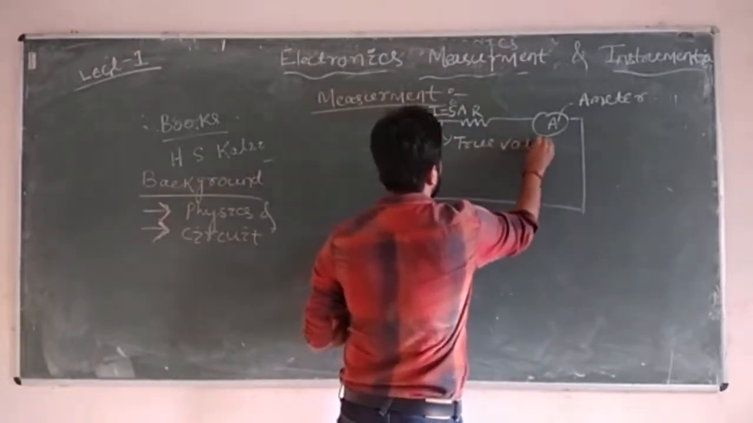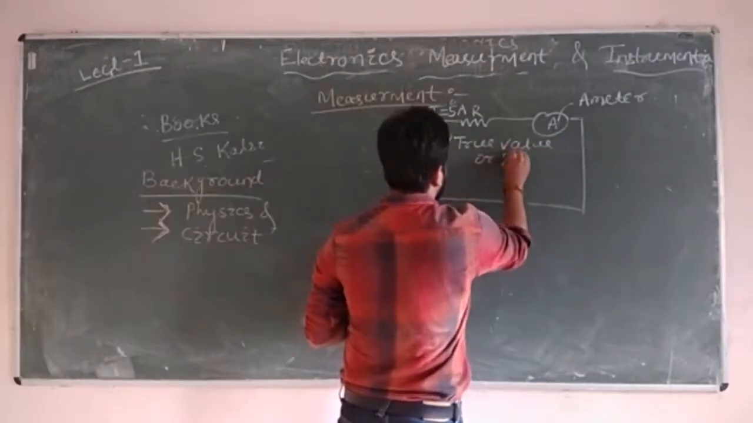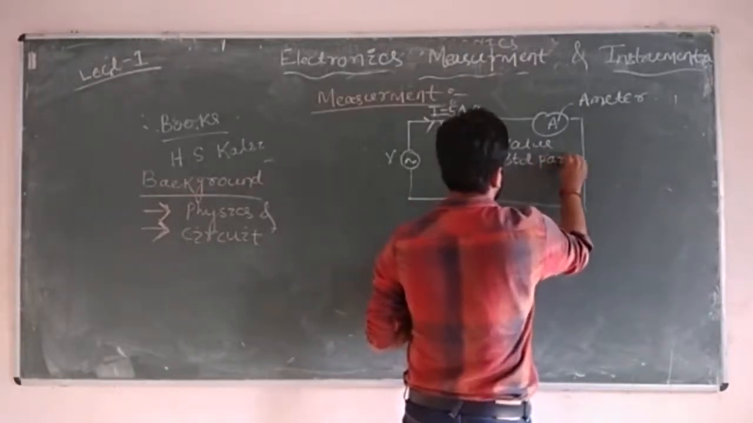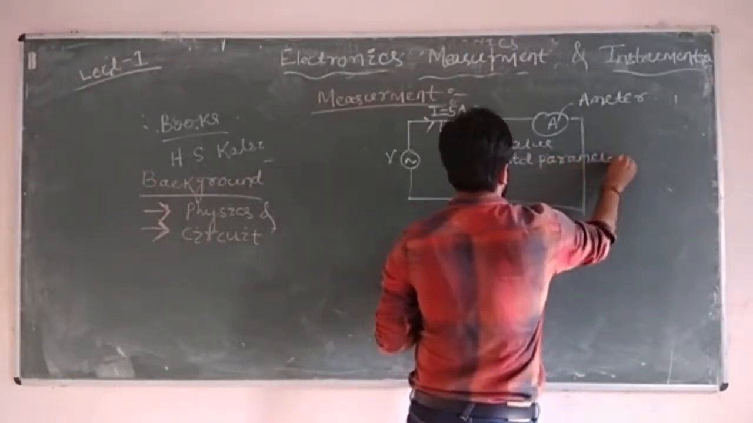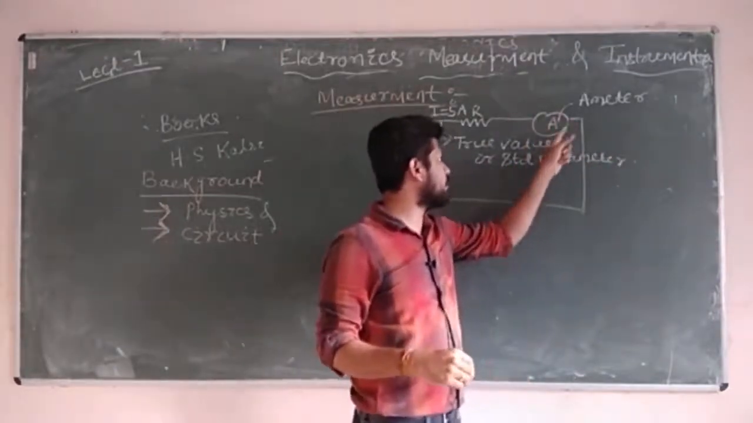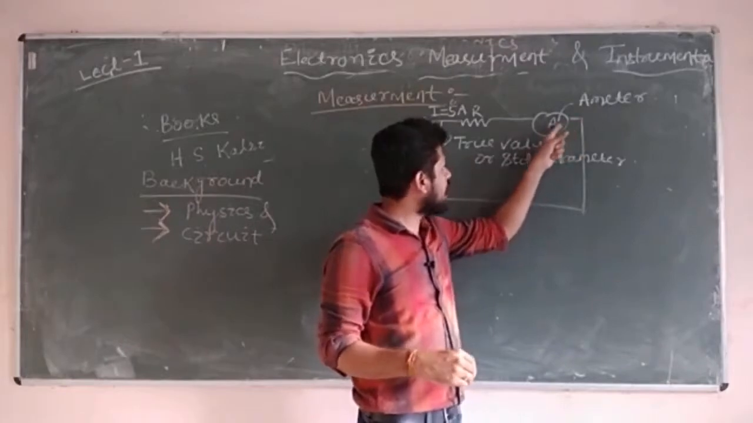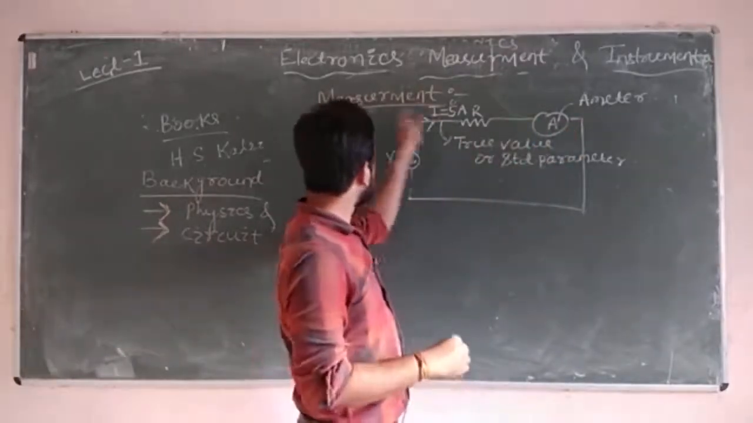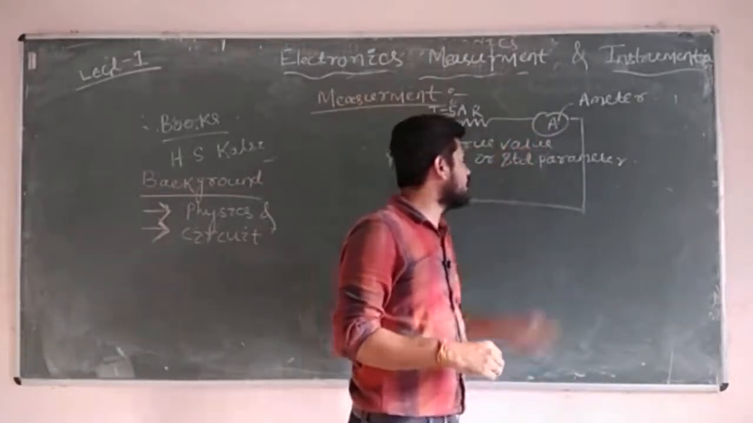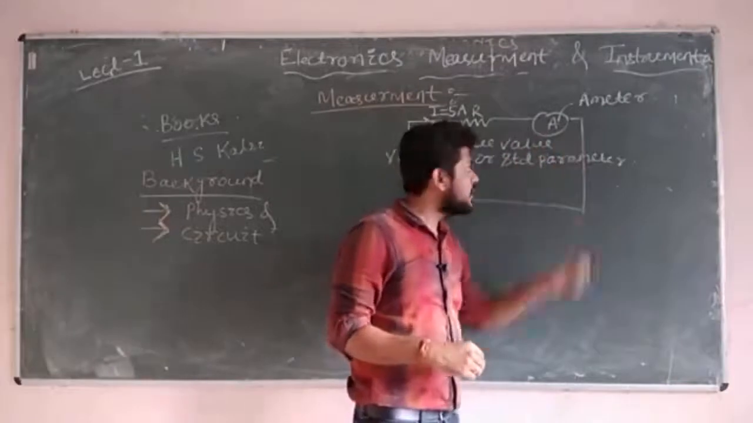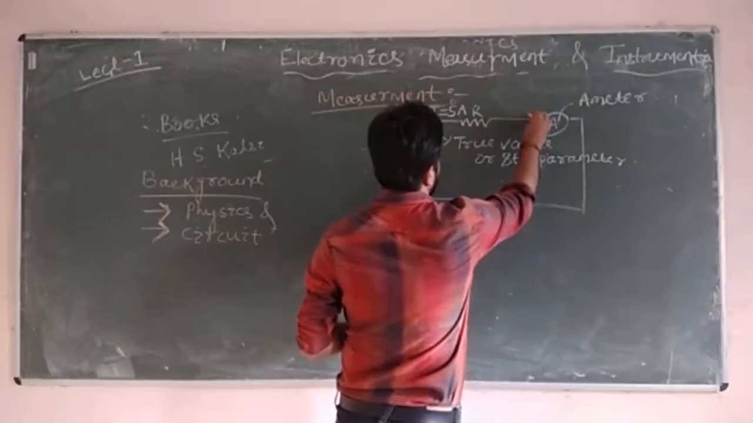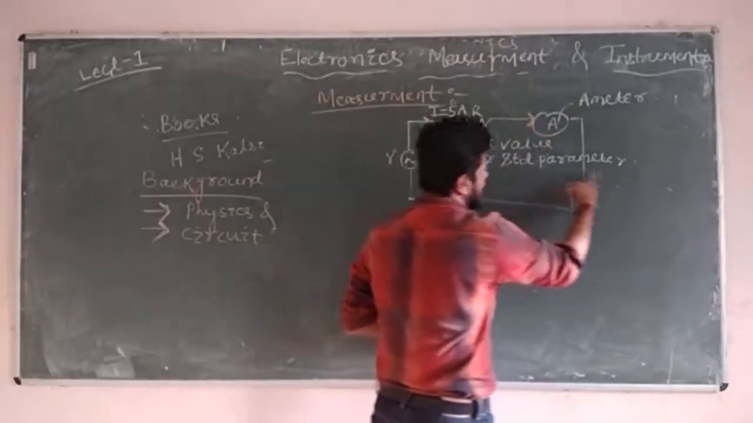True value or standard parameter, which you want to measure with this device, that is your ammeter. We will study about this ammeter. I am just giving an example of how to define measurement. So ammeter is used to measure electric current. Then this device we are using to measure this true value or standard parameter.